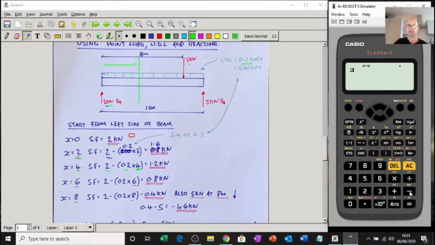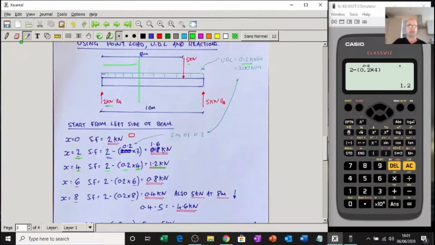So in your calculator, if you want to, or do it in your head, 0.2 times by 4. There we are, make sure correct, equals 1.2. Don't forget to put the K in. So at x equals 4, I've got 1.2 kilonewtons.